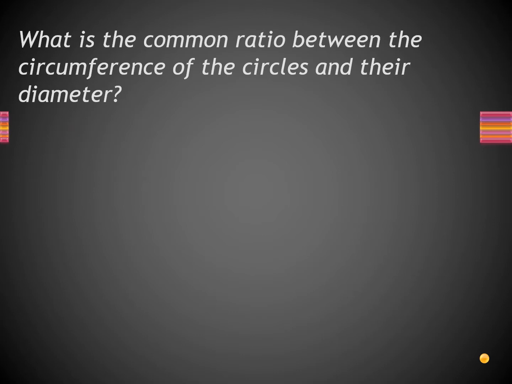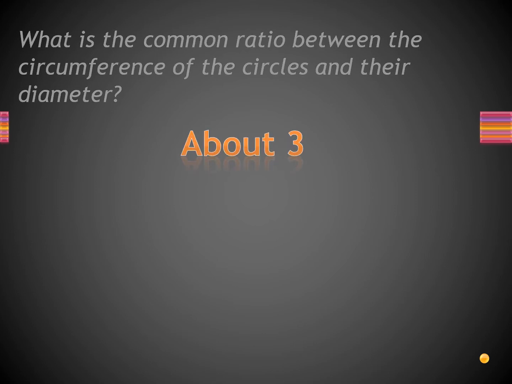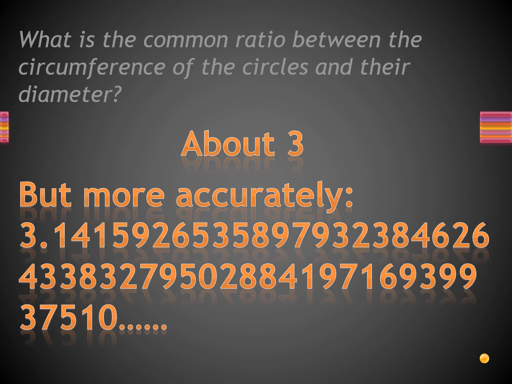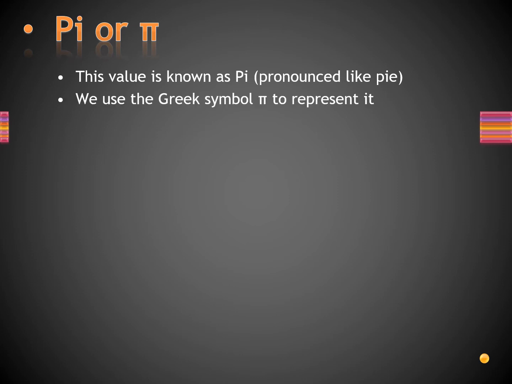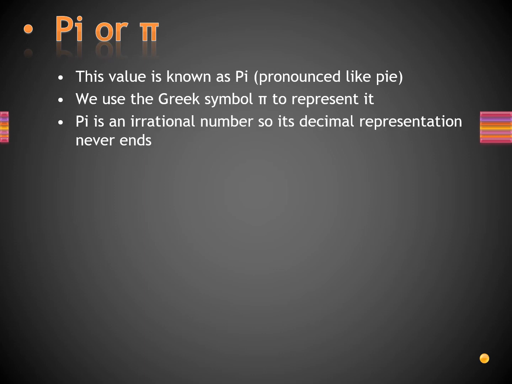What is the common ratio between circumference of the circles and their diameter? Did you all get something about 3? Maybe your answer is 3.2 or 3.4 or 3.1, something like that. Yes, more accurately, it is 3.1415. Oh my God, I'm tired reading it. That means it is a non-terminating decimal number. We call it pi. Look at the symbol for pi. This value is known as pi, and we use the Greek symbol to represent it.